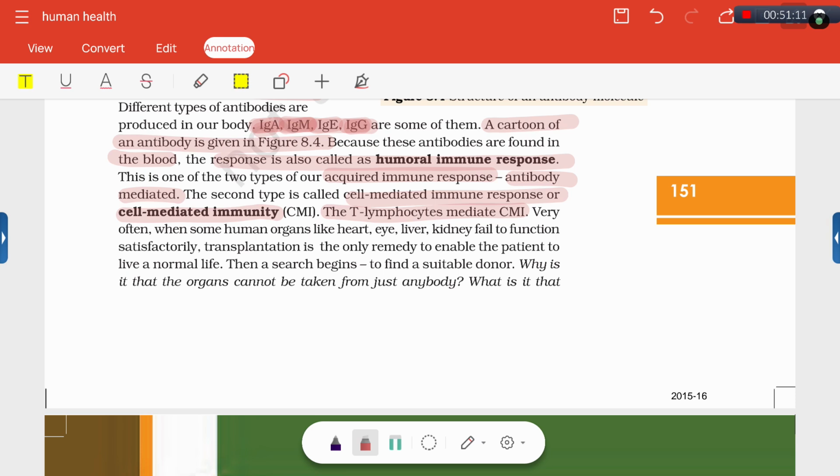Very often, when some human organs like heart, eyes, liver, kidney fail to function satisfactorily, transplantation is the only remedy to enable the patient to live a normal life. Then a search begins to find a suitable donor. Why can organs not be taken from just anybody? Because if we do transplantation among incompatible individuals, our immune system will show a serious immune response and reject it.